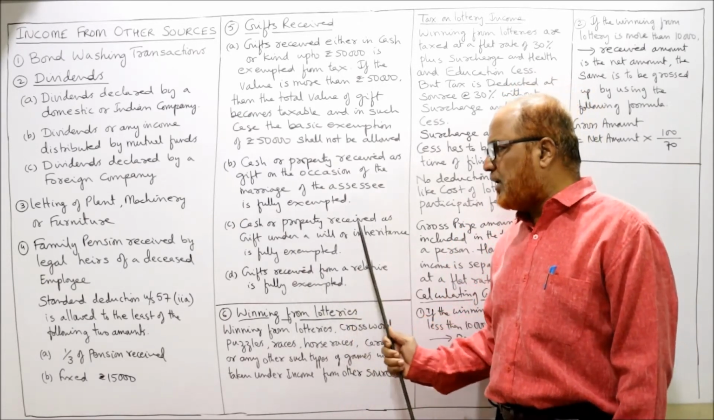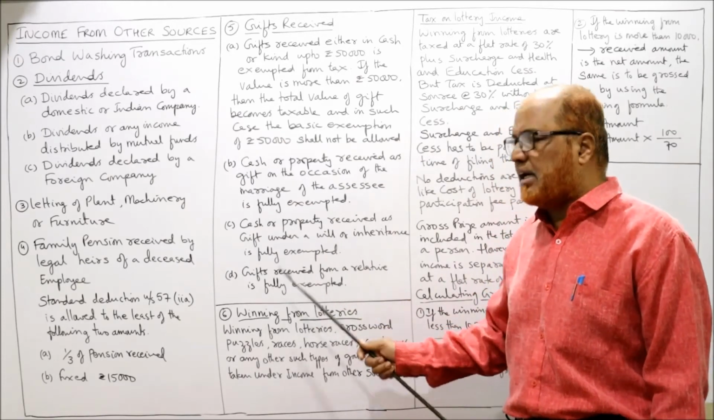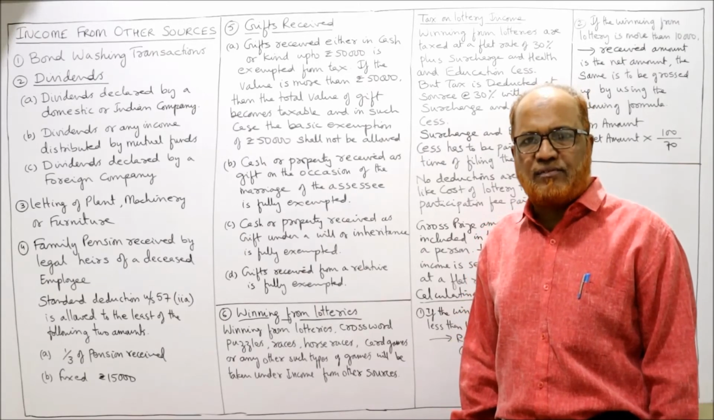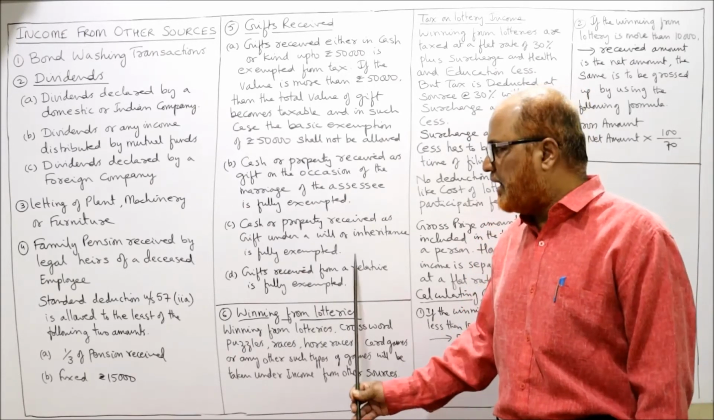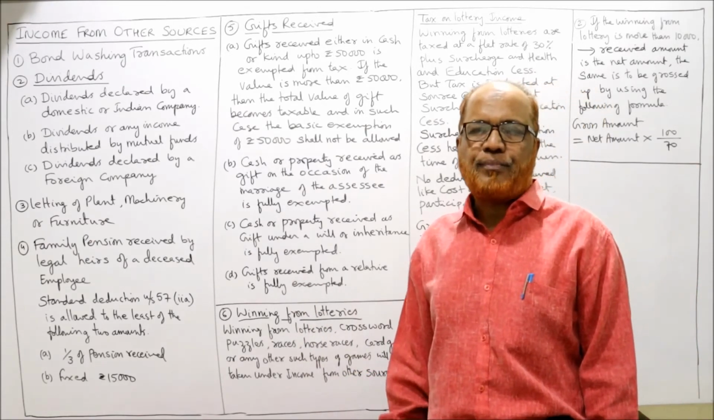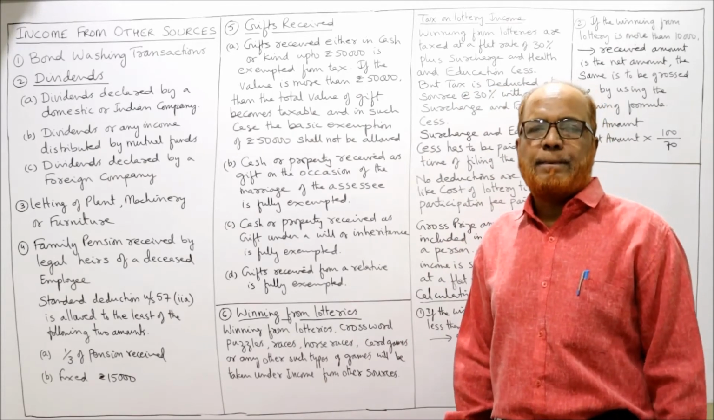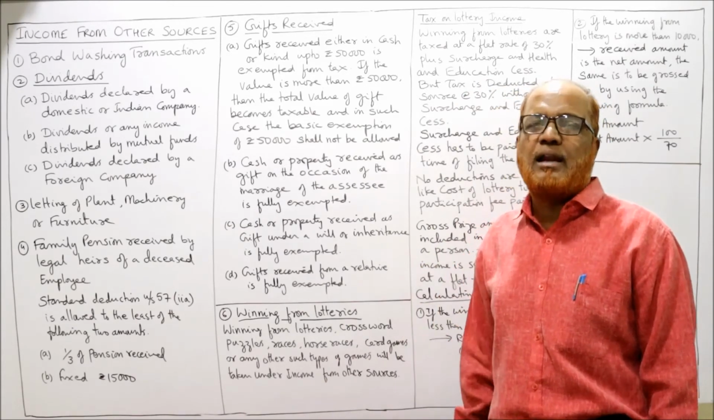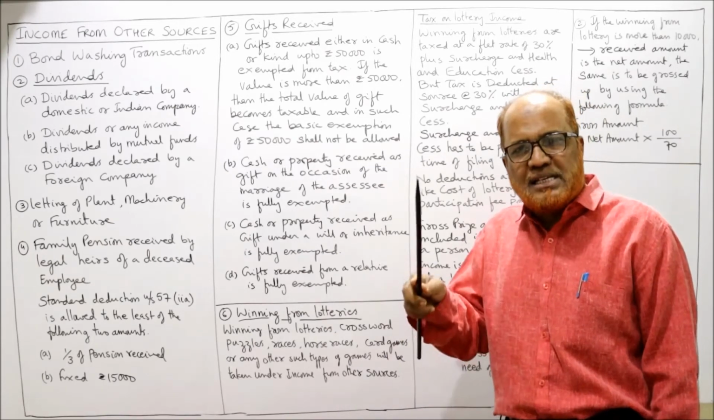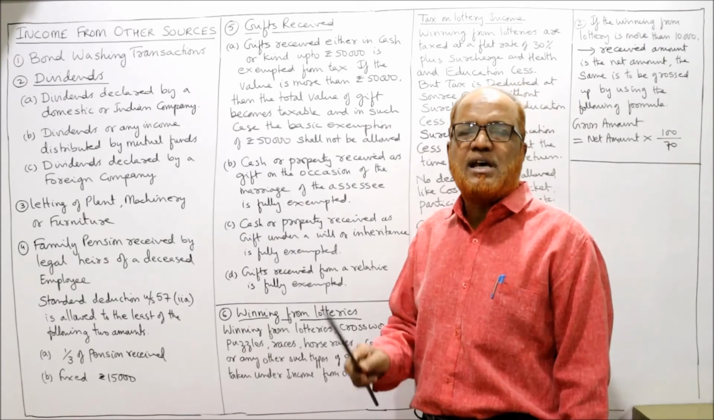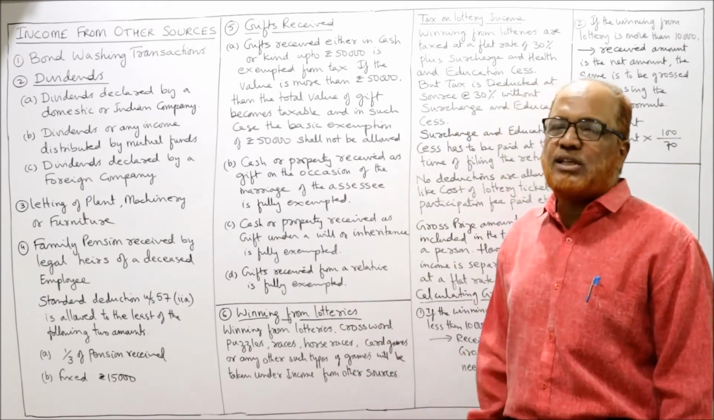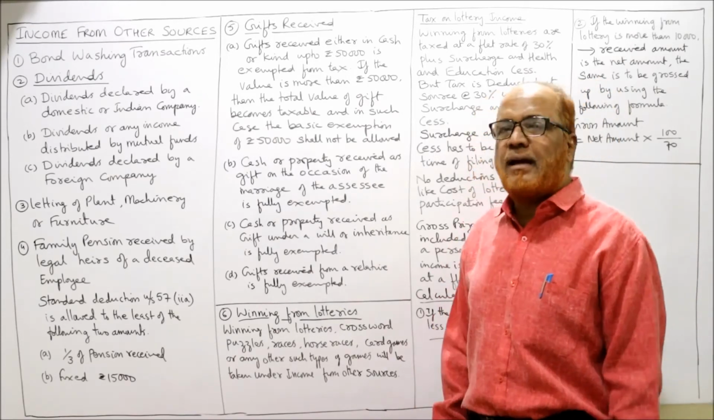Now cash or property received as gift under a will or inheritance is fully exempted. So any cash or any other property received as gift through will or inheritance is fully exempted. Gift received from a relative is also exempted. Elaborate provisions are given on who is called a relative: the spouse, brother, sister, and so on. These are the relative persons. Any gift received from a relative is also exempted. So these are the provisions regarding gifts.